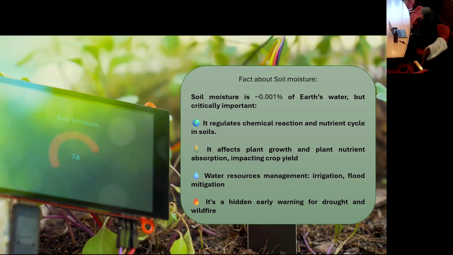Soil moisture is also important for water resource management, especially if you have a large farming area. It can help you to decide how much water you need to put in your farming area. It's about irrigation and also preventing the flooding, and soil moisture is also a good indicator to give you an idea about the upcoming drought that may happen in your area.